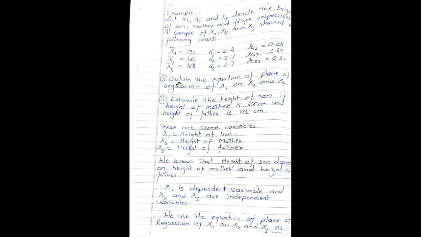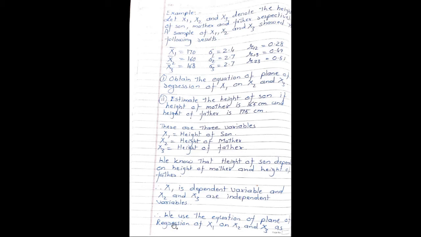First part of the problem, obtain the equation of plane of regression of x1 on x2 and x3. Second part of the problem, estimate the height of son if height of mother is 165 centimeter and height of father is 175 centimeter. Now in this example, there are three variables: x1 height of son, x2 height of mother, x3 height of father. We know that height of son depends on height of mother and height of father. Therefore, x1 is a dependent variable and x2 and x3 are independent variables.